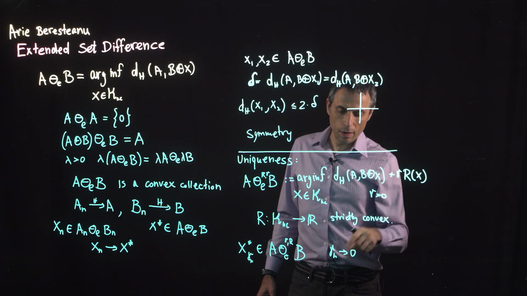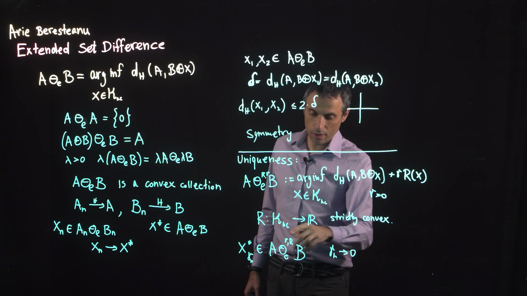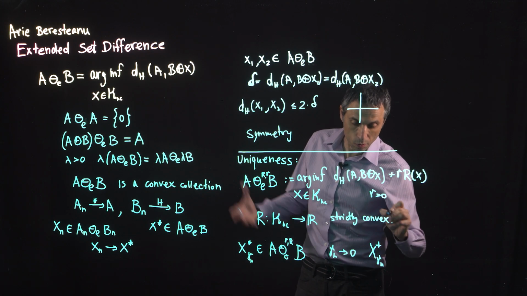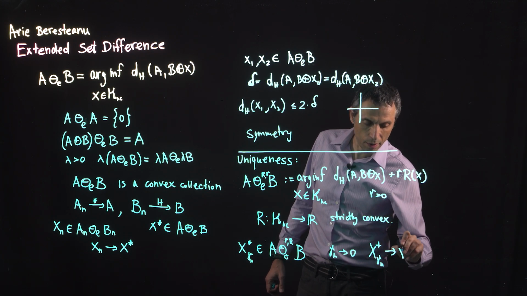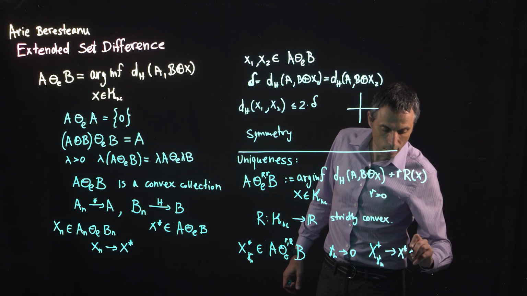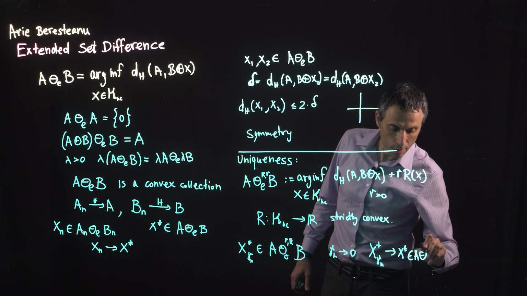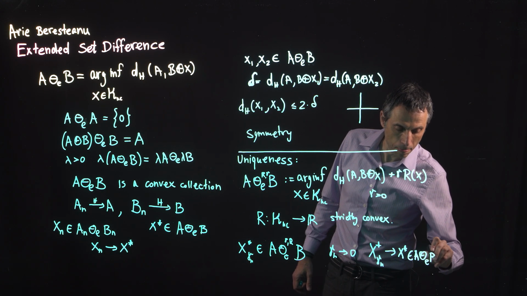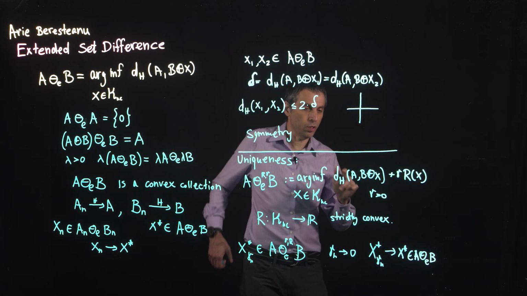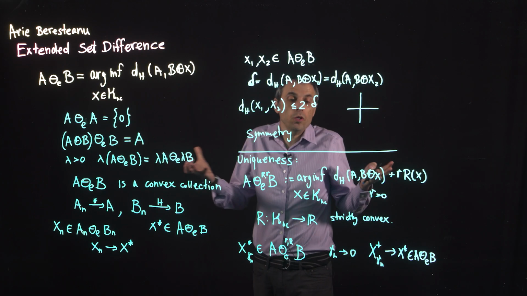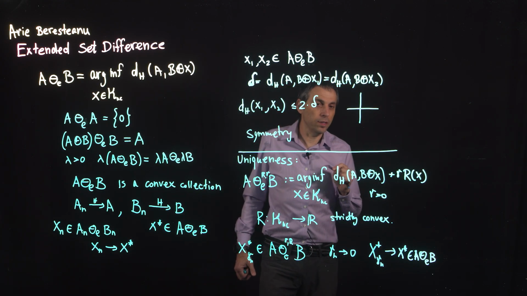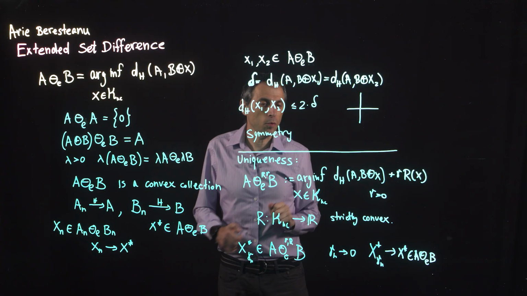Then you will eventually converge. The x star gamma n, as n goes to infinity, will converge to some x star, which is in the regular A extended minus B. So we really just pick out one of the possible solutions in A minus B, and which one it is depends on the penalty that we add here to this infimum.